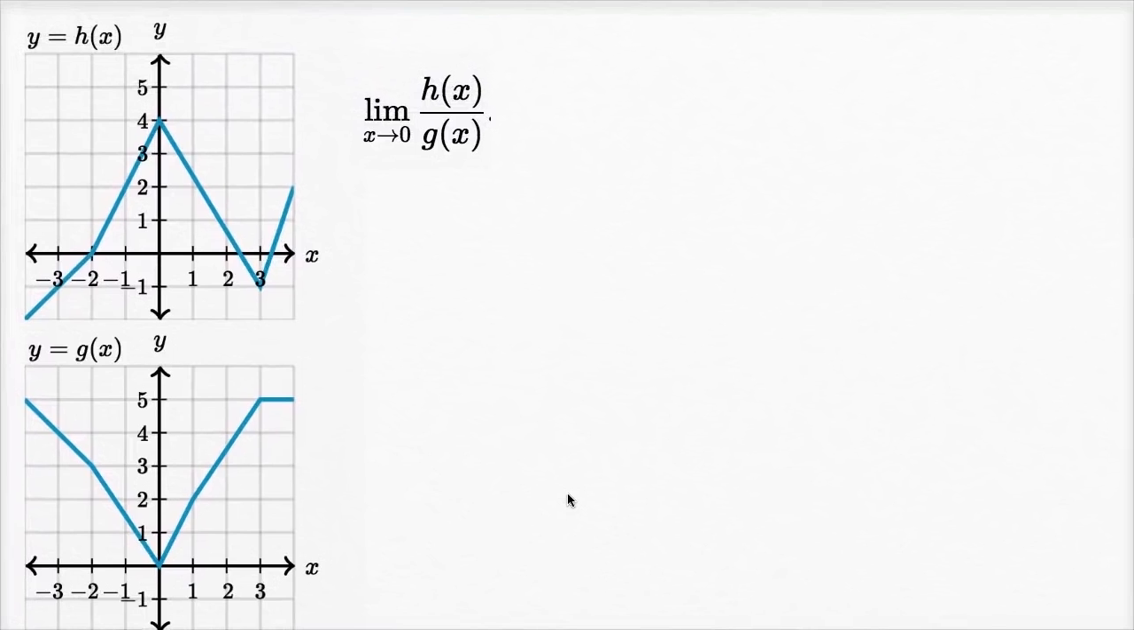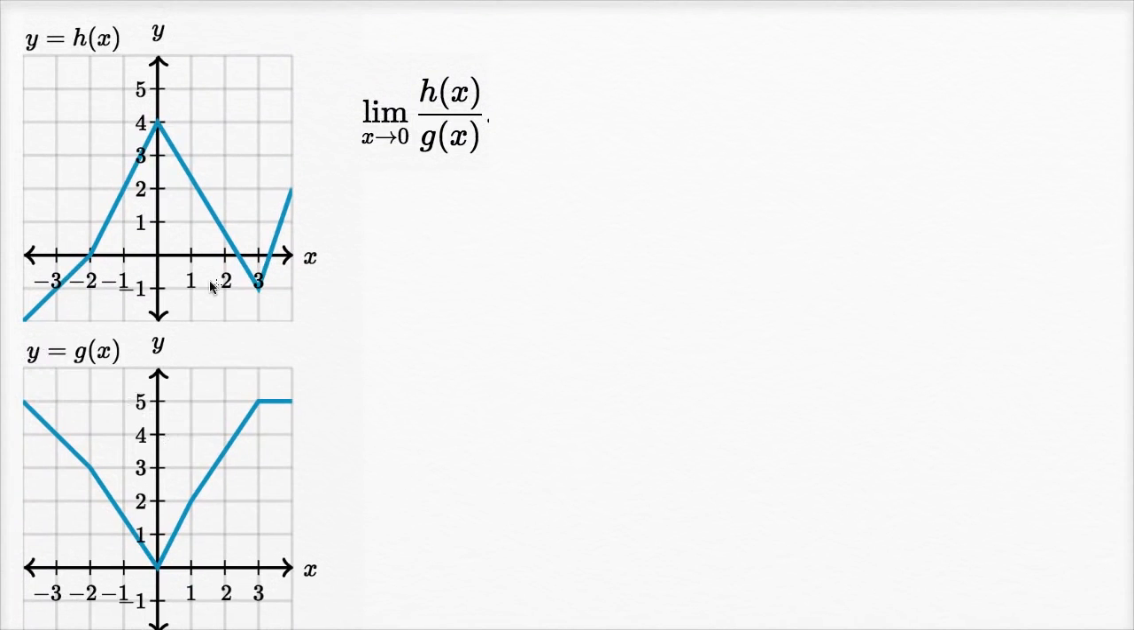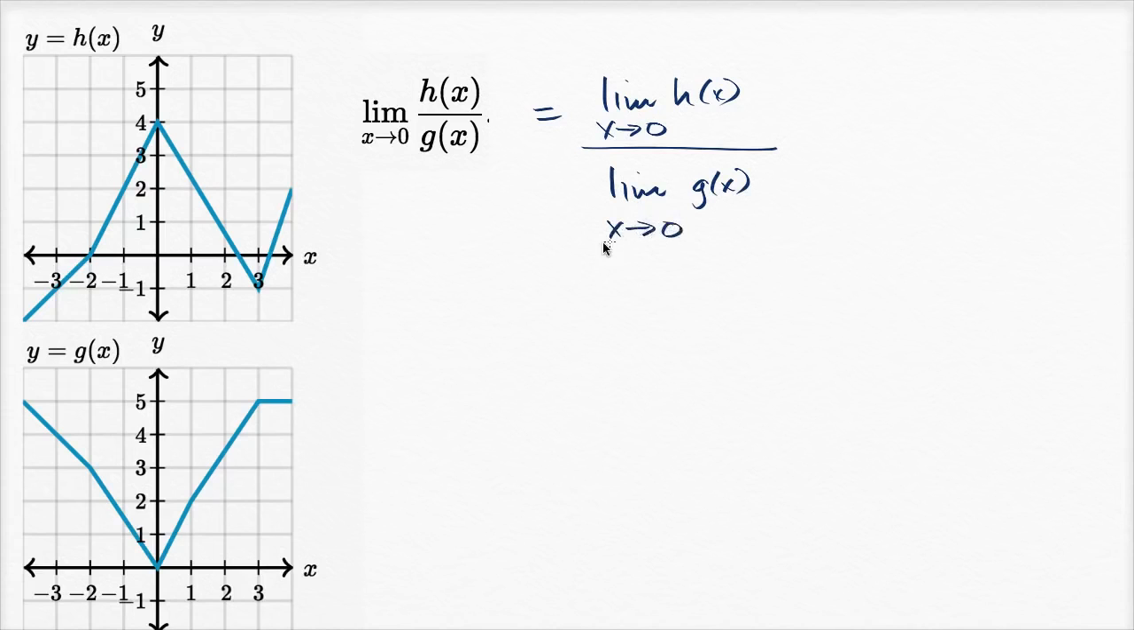All right. So these are both, it looks like, continuous functions. So we have the limit as x approaches 0 of h of x over g of x. So once again, using our limit properties, this is going to be the same thing as the limit of h of x as x approaches 0 over the limit of g of x as x approaches 0.